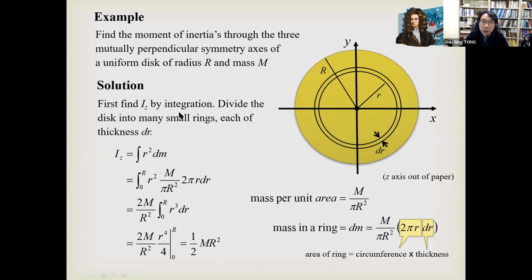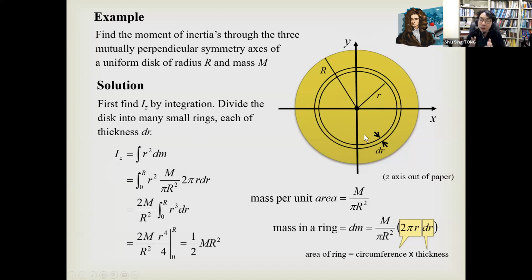Now, how do I do it? What should I do with an integration? I integrate R squared dm, or to be more correct, it should be R perpendicular squared dm, where R perpendicular is the perpendicular distance from the axis. Now, how do I cut this object?